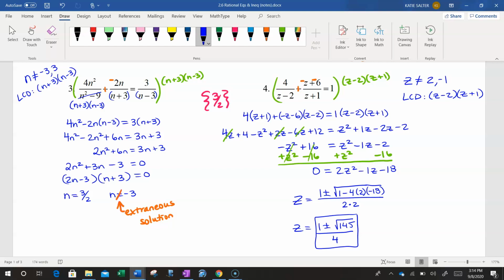over 4. And since 145 is 29 times 5, we cannot simplify it, and that's our answer, and it does not have an extraneous solution in this case.